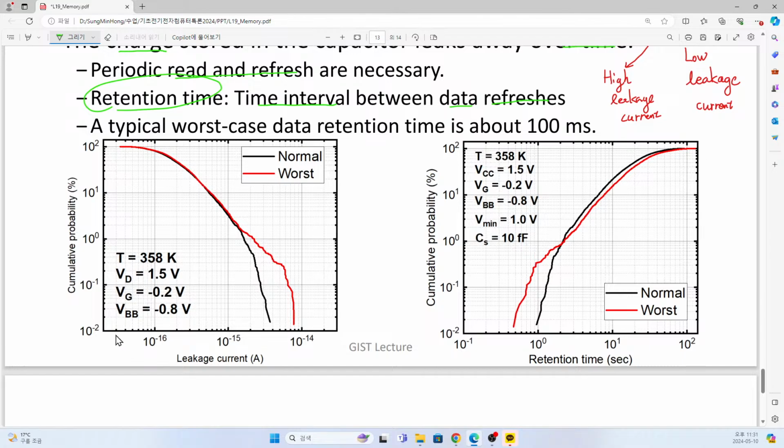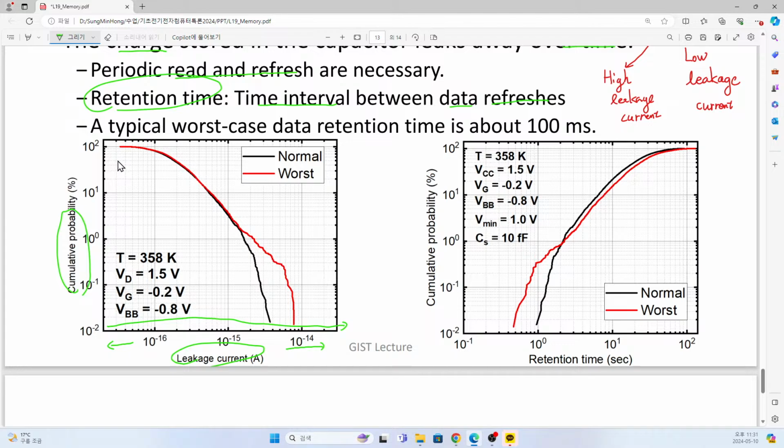So let me just give you an example. This x-axis corresponds to leakage current. If we go in this direction, we have a small, low leakage current. And if we go in this direction, it shows certain cells which have quite high leakage current. And this is cumulative probability.